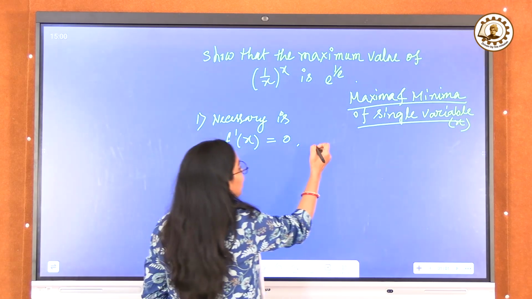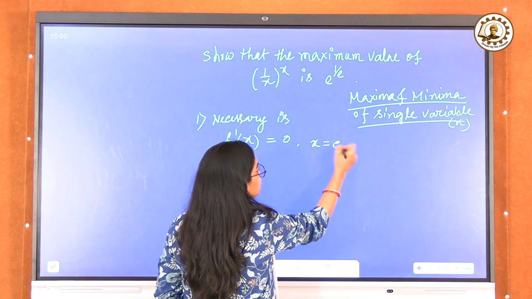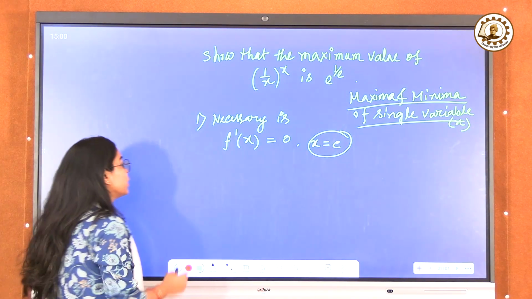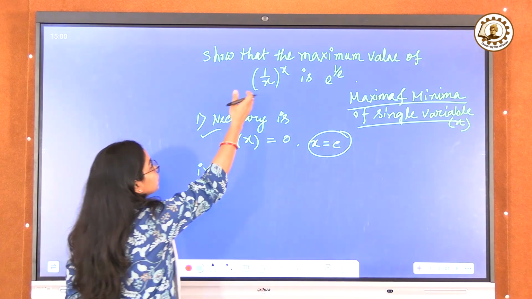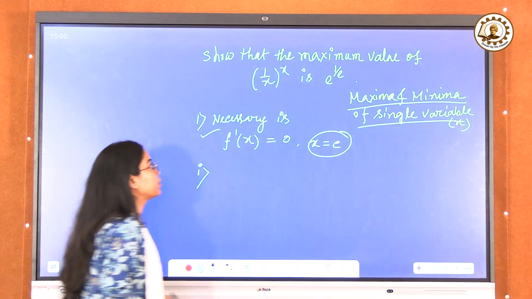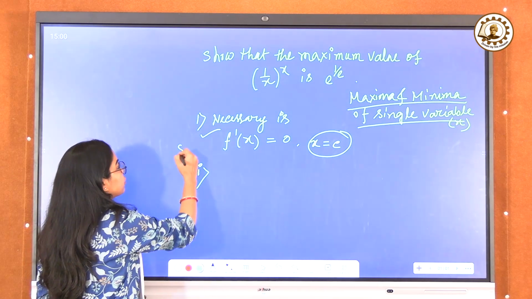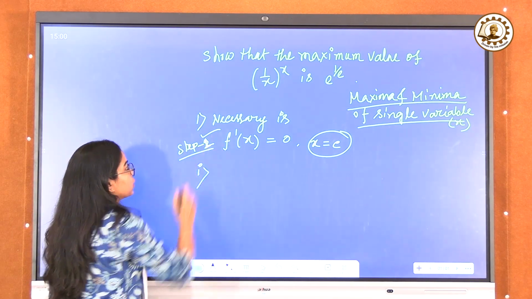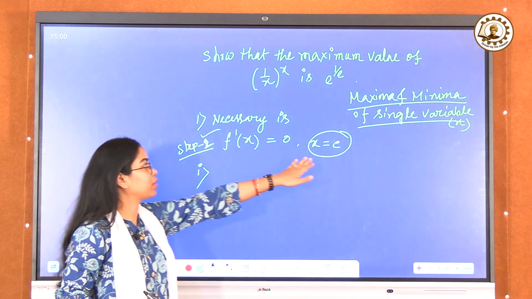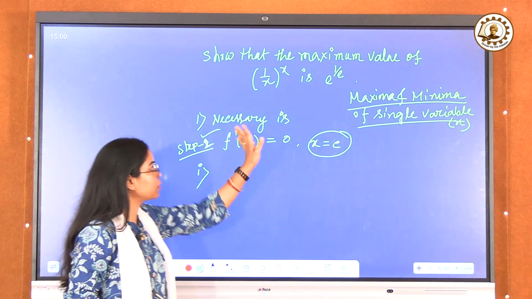If it is 0 and we get x = c, suppose, this is the first step of calculating this maxima or minima. We have to find the derivative of first order, equate it to 0 and then get the value of x. This is the first step.